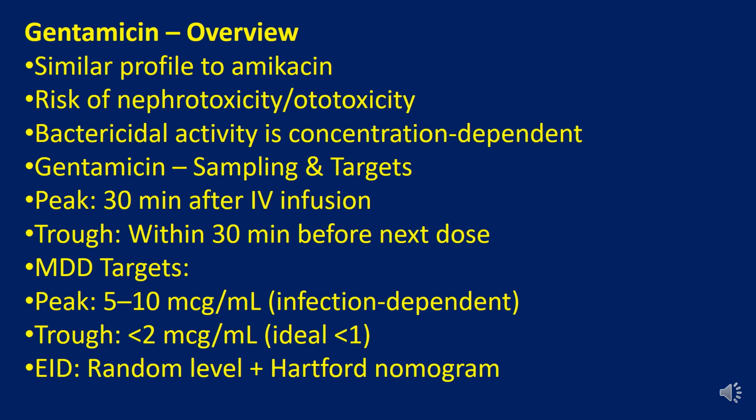In the case of multiple daily dosing, we should target peak concentrations of 5 to 8 micrograms per milliliter for most infections and up to 10 micrograms per milliliter for severe infections, e.g., pneumonia or endocarditis. Trough should be below 2 micrograms per milliliter, ideally below 1 microgram per milliliter.